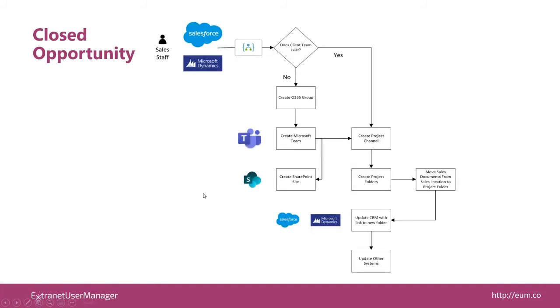Okay, so hopefully at some point that opportunity closes. Again, that's a trigger in Salesforce that triggers a second Logic App workflow based on that activity. We start with the same process to ask, is there a client team already there? If there is, then there was an opportunity folder there, but there wasn't a channel yet because we didn't have that project signed off. So we need to actually go into Teams and create a channel. We have to create a folder structure for all the project documents underneath that channel in SharePoint.